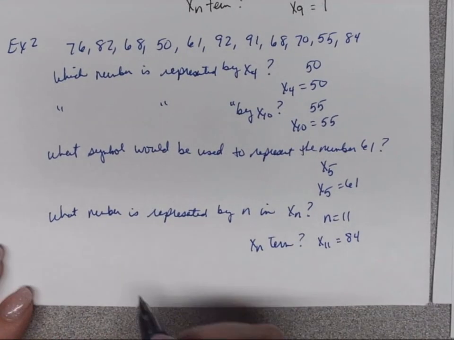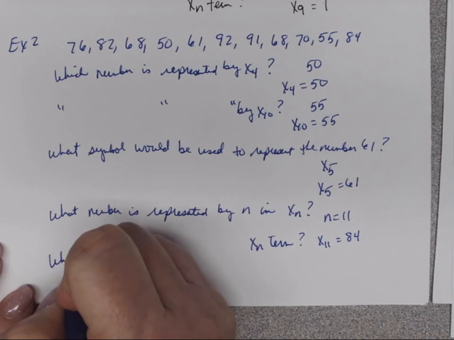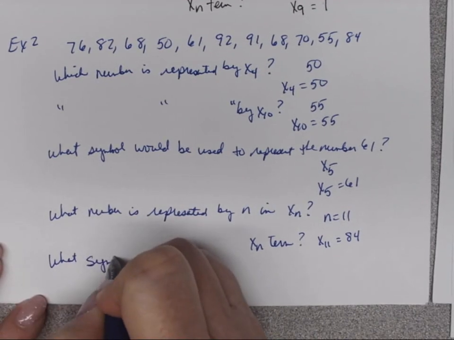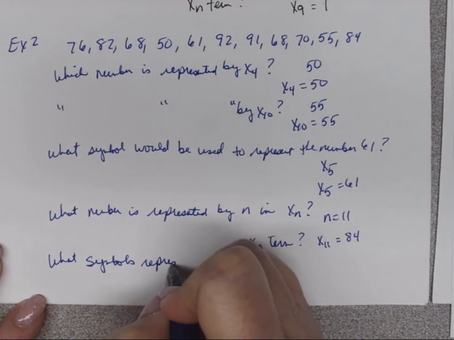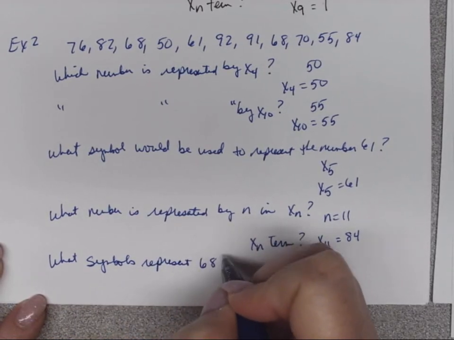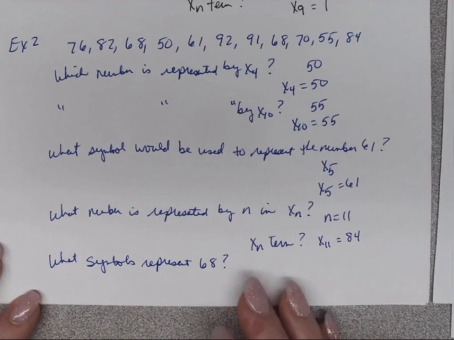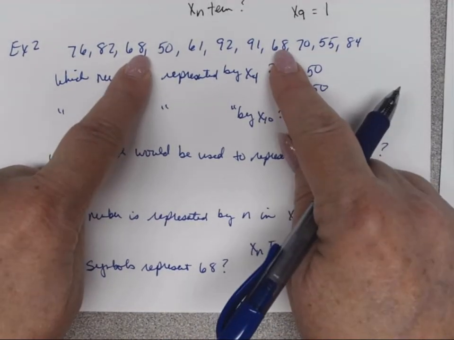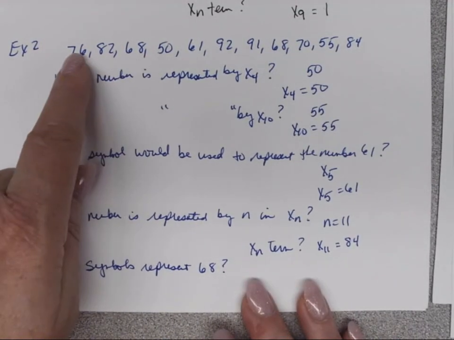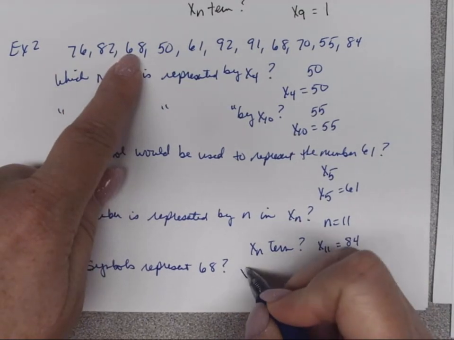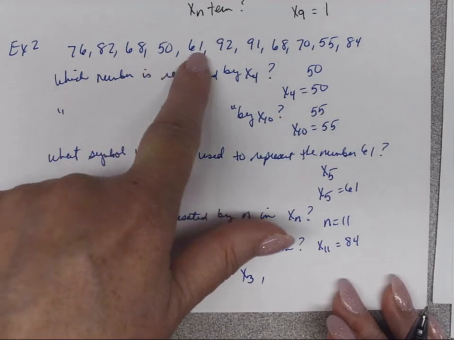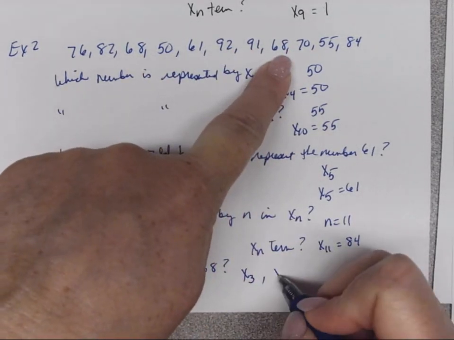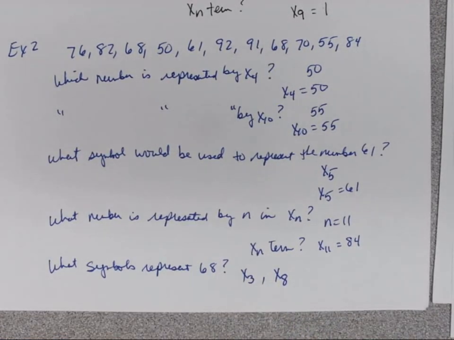All right, what symbol or what symbols represent 68, the number 68? Well, 68 occurs twice in our list. So first it's 1, 2, 3, so x sub 3. And then 1, 2, 3, 4, 5, 6, 7, 8. And it's also x sub 8. Those both represent the number 68.